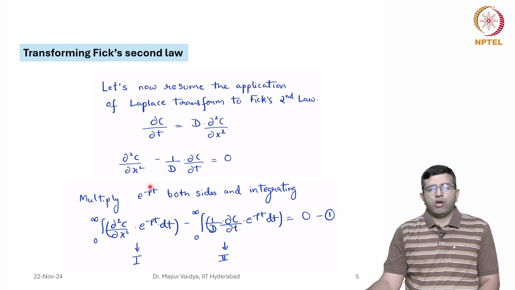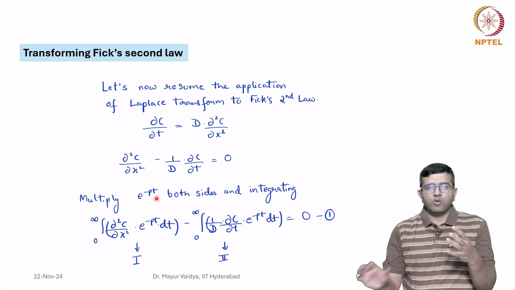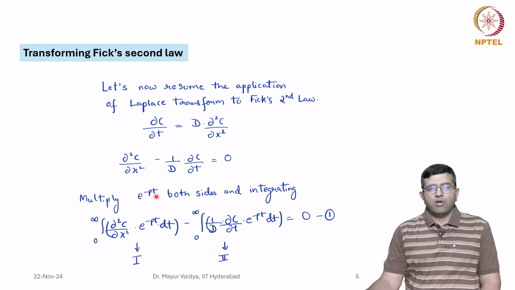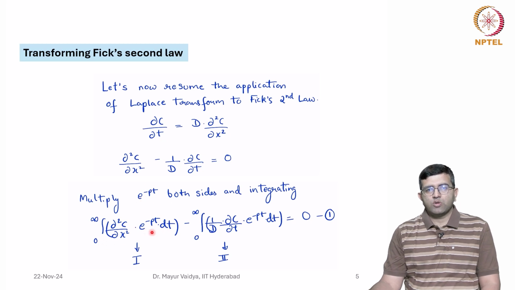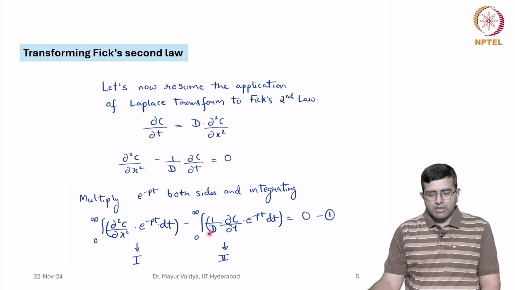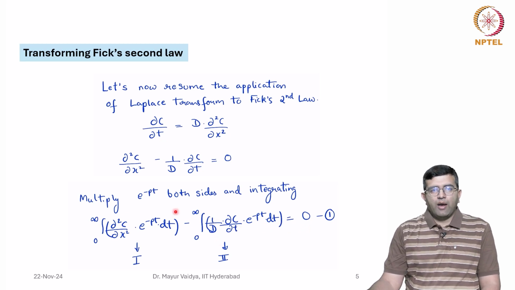Remember this p, or actually when we were talking about Laplace transform, we used the variable s. It does not matter. You can use any alphabet for the variable. So, once you multiply e power minus pt here and integrate with respect to t from 0 to infinity, and here also minus 1 by D dou c by dou t into e power minus pt dt, again 0 to infinity, equal to 0. Now, we have two integrals to solve. One is here, which is dou square c by dou x square e power minus pt dt, and another is here, which is 1 over D dou c by dou t into e power minus pt dt. Let us see how we solve them.